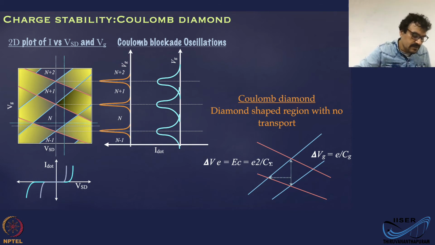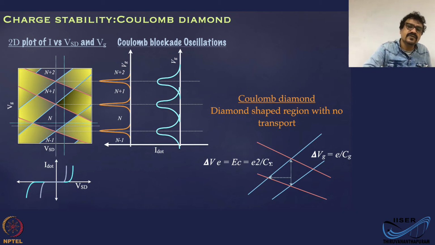So it's a two-dimensional plot of current versus source-drain bias and gate voltage, because it's a three-terminal device. You have source-drain bias and you have gate voltage, and you are running a current through the device. So it's a plot of both.